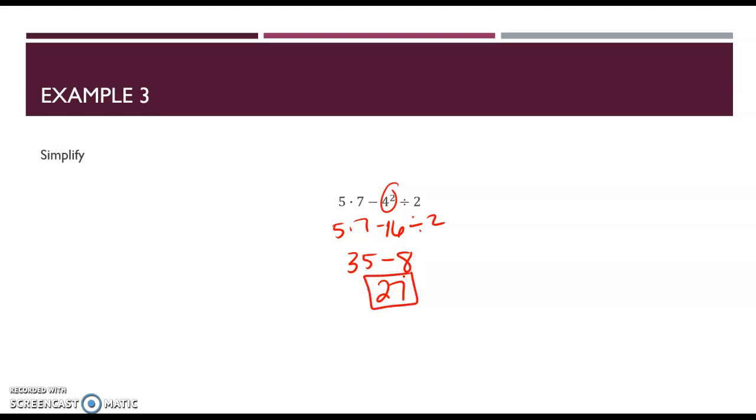So again, we didn't have any groupings, so we moved to the next one, which is exponents. After we evaluated our exponents, we went from left to right looking for multiplication and division, and we evaluated those as they came. And then we did our addition and subtraction, which was just a subtraction in this case. And that is our order of operations.